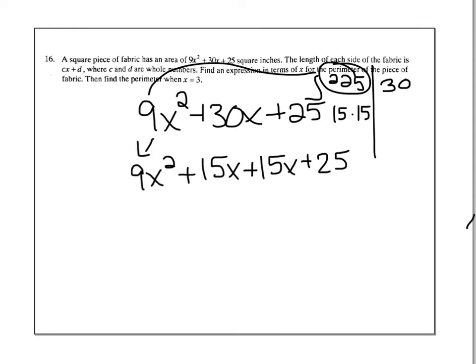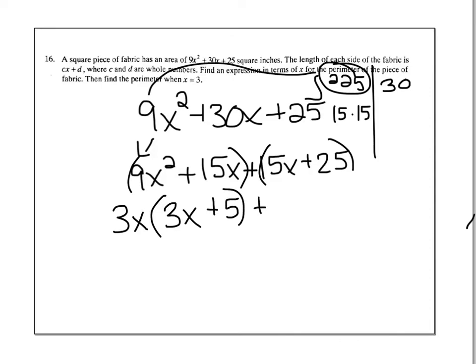Now that I've written it as 4 terms, we group the first two and the last two. 9 and 15 are both divisible by 3. They each have an x, so we bring that down. 9x squared divided by 3x is 3x. 15x divided by 3x is 5. Second parenthesis, 15x and 25 have a 5 in common, and that leaves us with 3x plus 5.